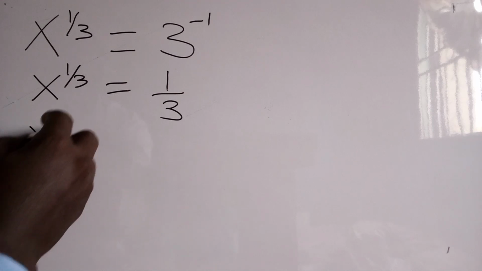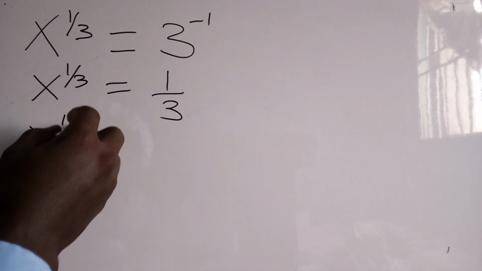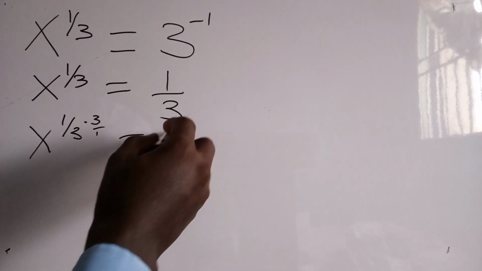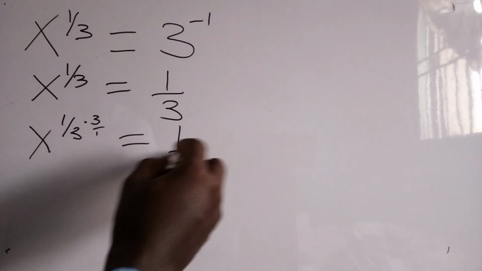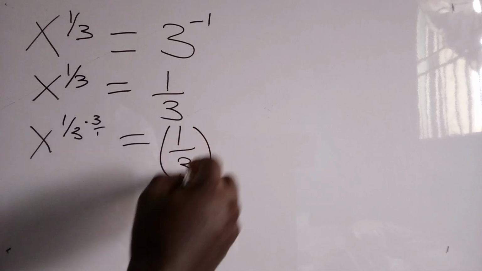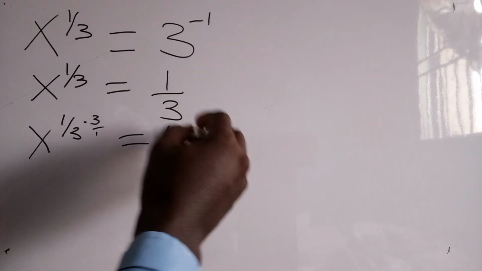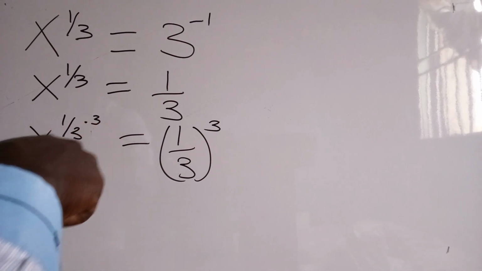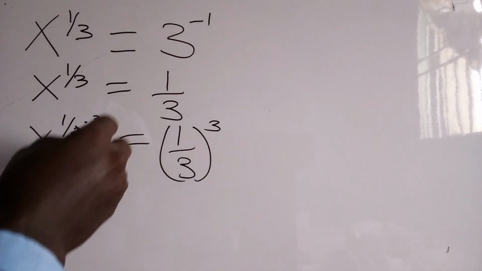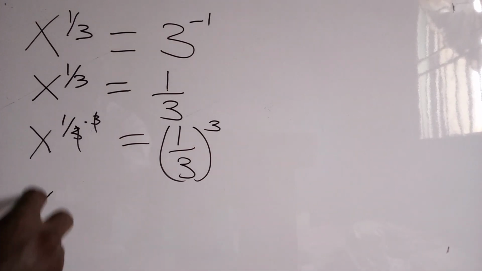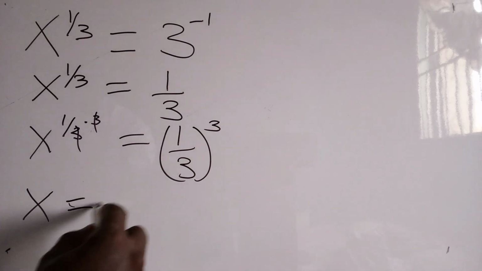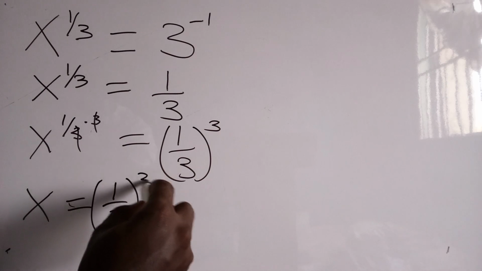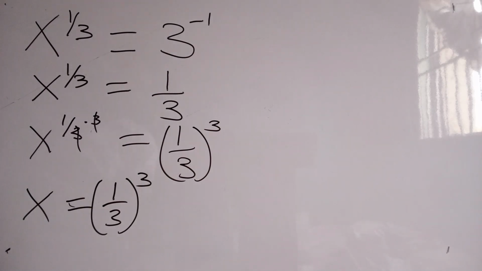So let's do it this way: 1 over 3 multiplied by 3 all over 1 equals 1 all over 3 raised to power 3. Since we are multiplying both sides by 3, this cancels this, and we'll be left with x equals 1 all over 3 raised to power 3. So we now open this bracket.